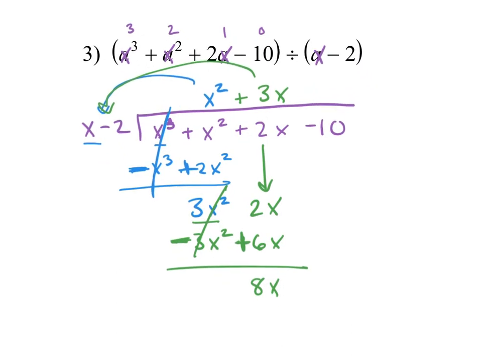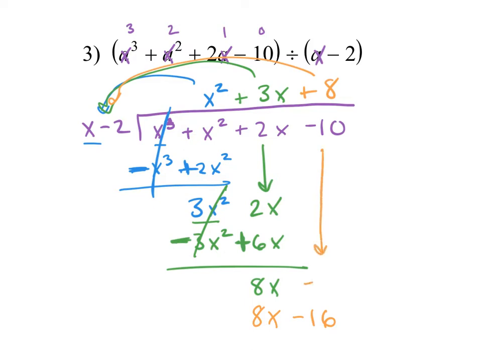What times x gives us 8x? That would be a positive 8. And then we multiply 8 by everything out front. So what's 8 times x? 8x. And what's 8 times negative 2? Negative 16x. What do we have to do next?